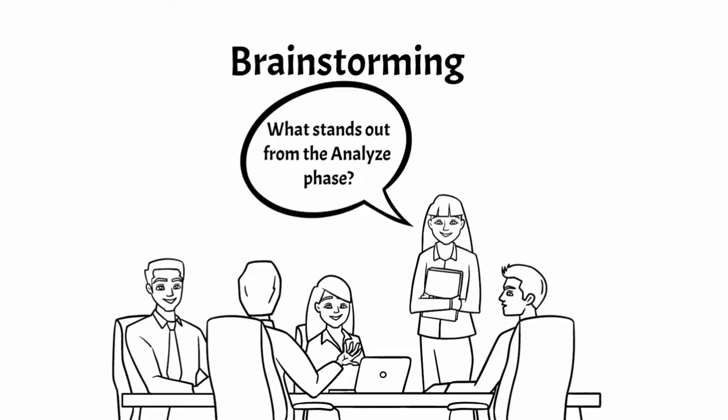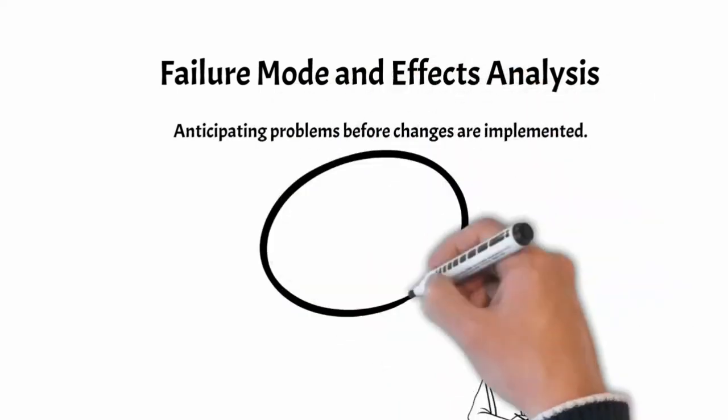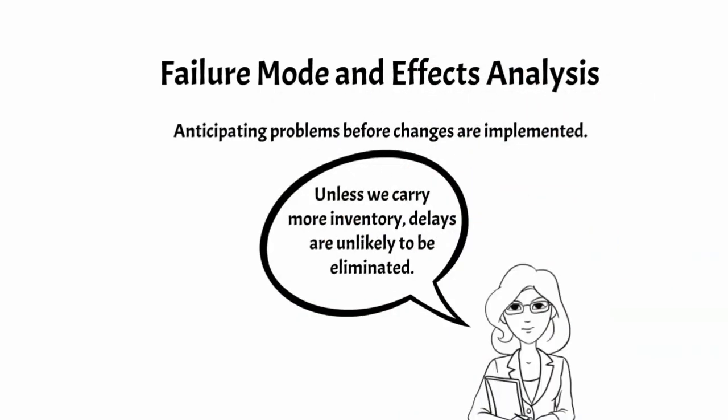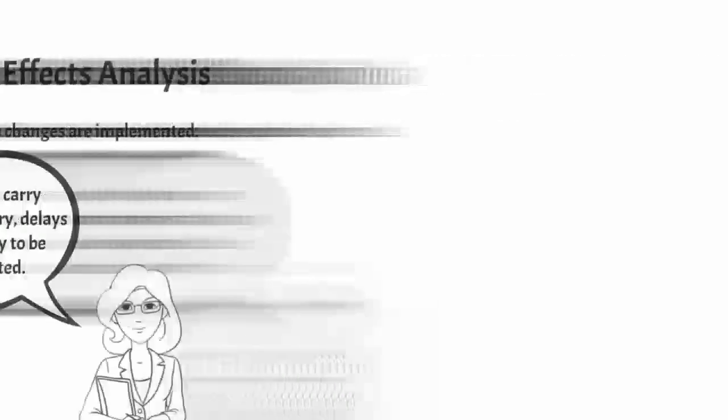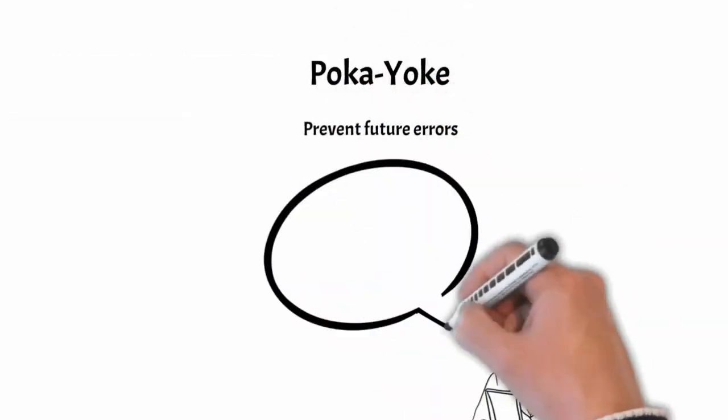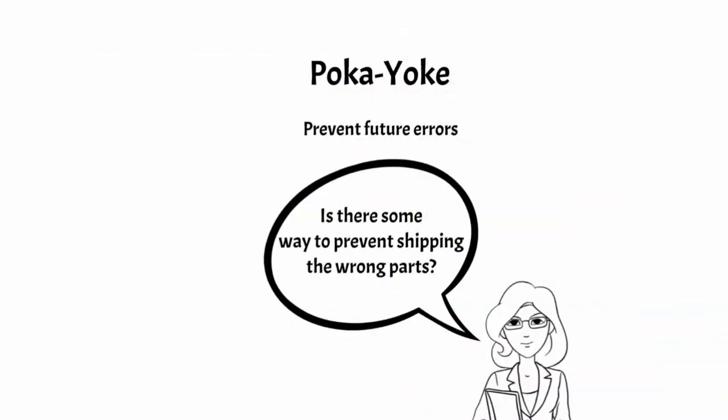During the brainstorming session, it might be useful to rely on FMEA and Poka-yoke. Failure mode and effects analysis, FMEA, involves the staff anticipating problems before any changes are implemented and then taking steps to avoid these problems. In Poka-yoke, staff consider ways to prevent future errors.